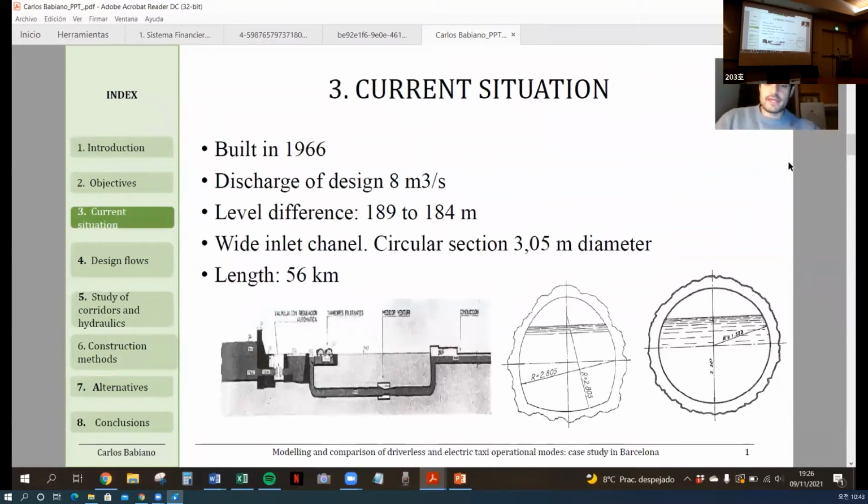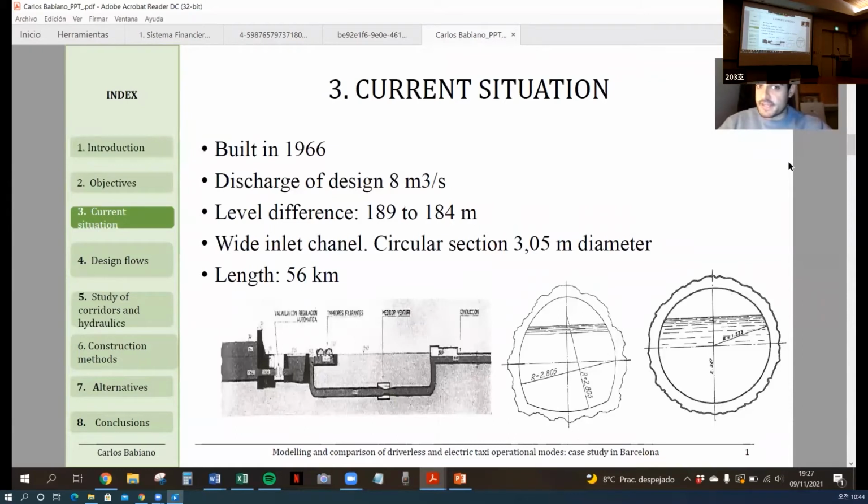The current situation: this artery was built in 1966. In this period, it was a boom. It was a very high and quick expansion in Spain for infrastructures. It was a golden age for Spain, talking about infrastructures, obviously. And after all this time, it has suffered some damages.